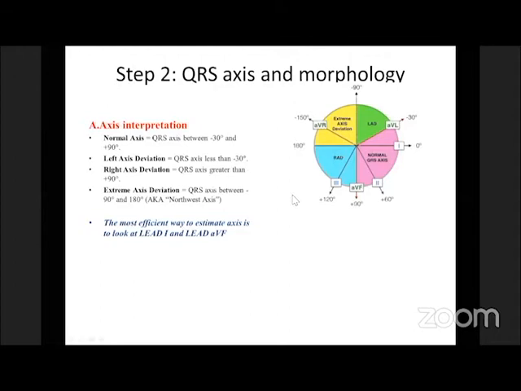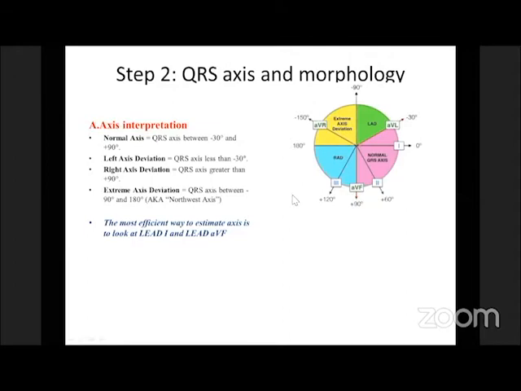Okay, good evening, everybody. I hope you will be great. Last week, I discussed the first part of my lecture, which was about the abnormalities of the rhythm and rate. Today, I'm going to discuss the next part of my lecture, which is about the remaining part of the ECG. So step 2 in ECG interpretation is to assess the QRS axis and morphology.